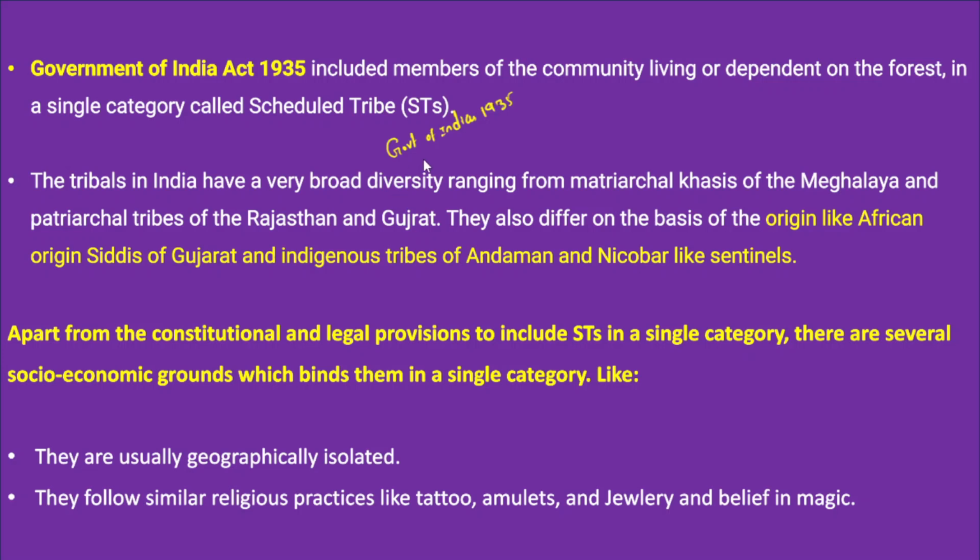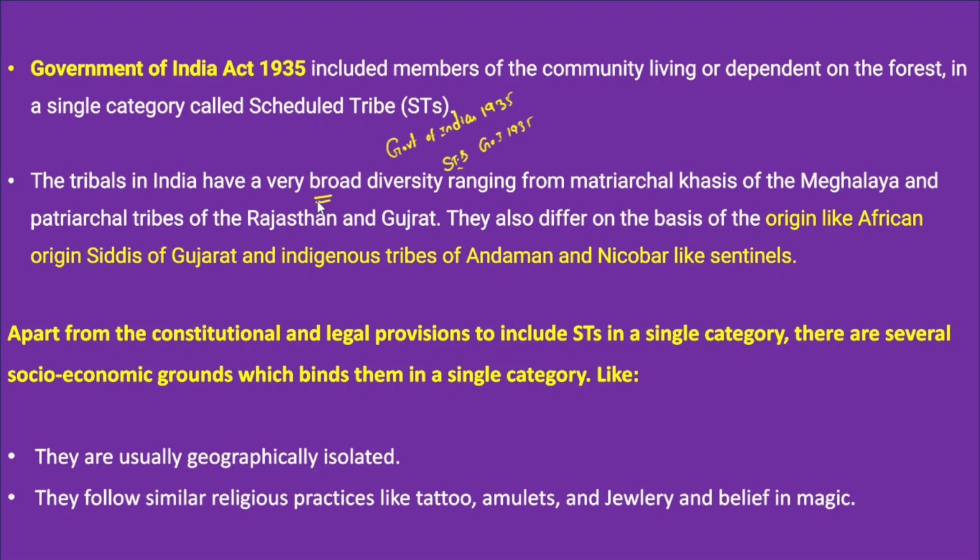Now all these scheduled tribe populations were recognized by the Government of India Act 1935 as people who are living solely or dependent solely on forest and forest resources. So this is a homogeneous category. The Government of India Act 1935 has recognized the tribals as a homogeneous category. Now we need to understand that tribals have a broad diversity.